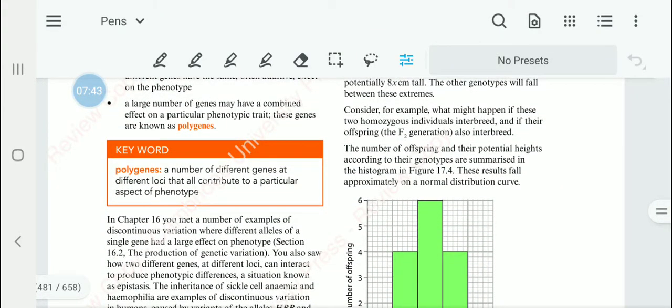So the polygenes are a number of different genes at different loci that all contribute to a particular aspect of phenotype. That means they combine together to form a single characteristic.